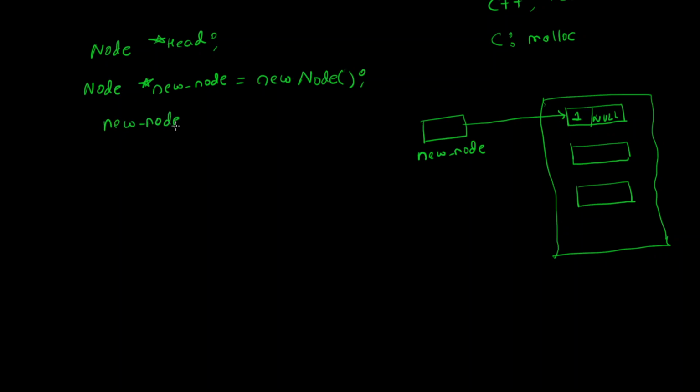New node data is equal to, let's say that the array variable is arr, so arr[0]. We have assigned the data. Then let's point to new node next, one second. New node next should point to null as it is the only node right now. Right? So now we are again going to repeat this procedure.